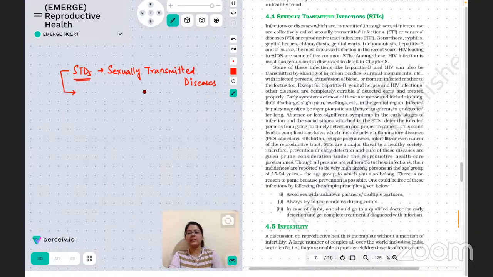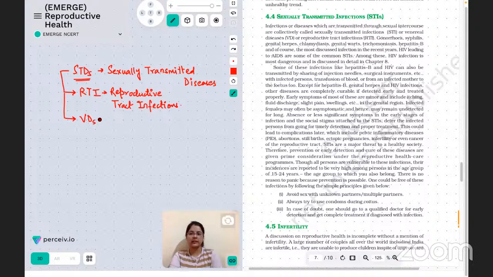All right. और ये जो sexually transmitted diseases होते हैं, इनको हम RTI भी बोलते हैं. This is also considered to be RTI, which is called reproductive tract infections. Or they are also known as VDs, जिसको हम बोलते हैं venereal diseases.